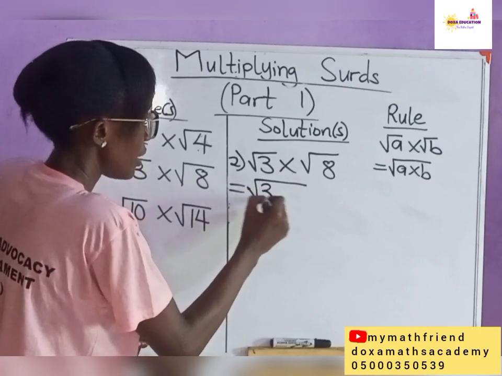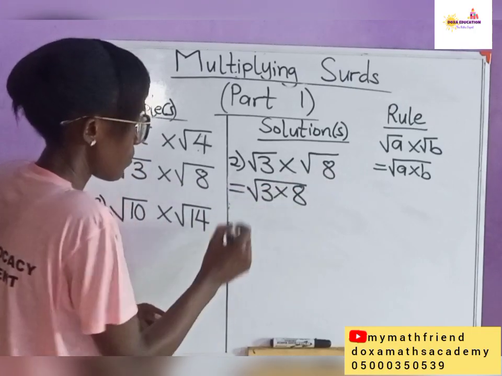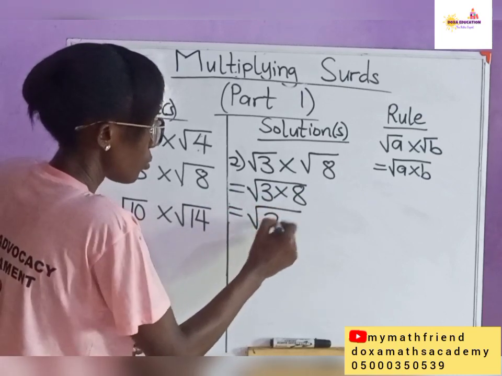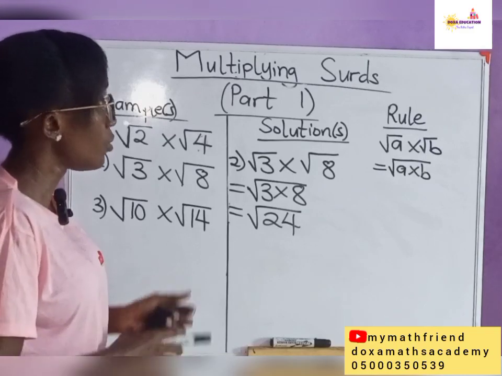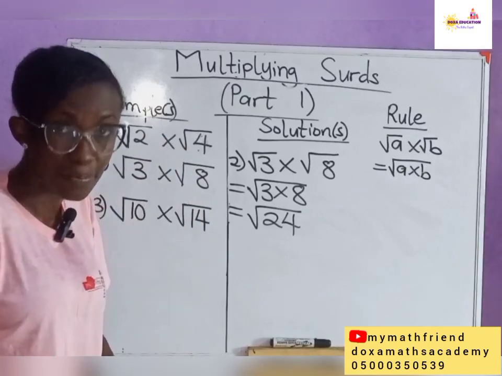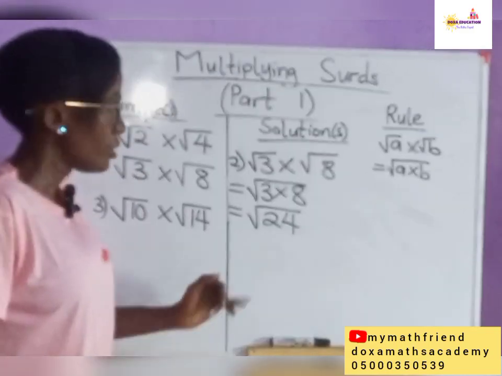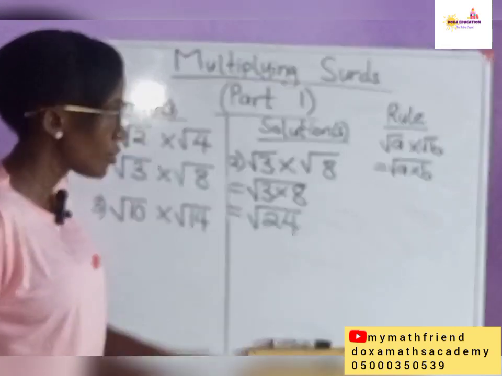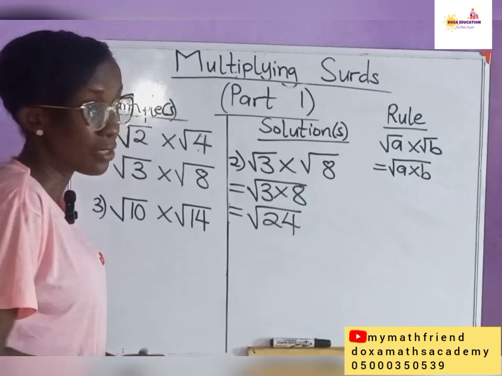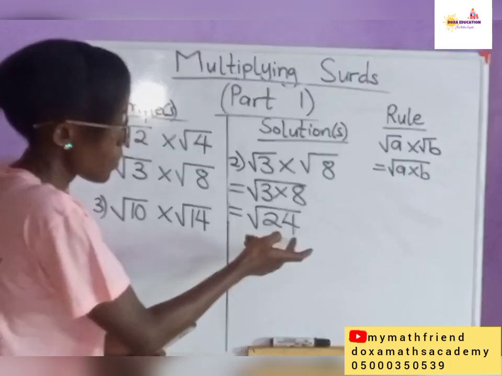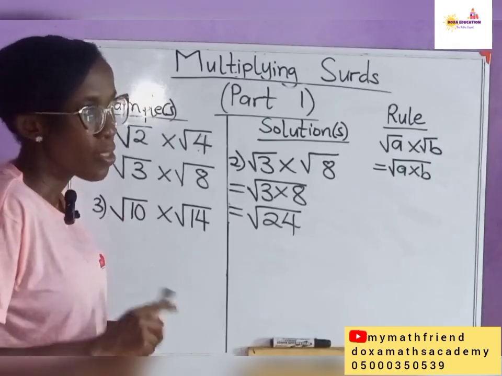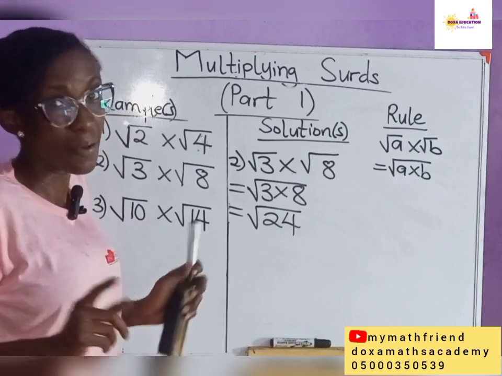So we have square root of 3 times 8. 3 times 8 is 24. Now, is this simplified? You see, when you're multiplying, you should always simplify, leave it in its simplified form. So 24 is not simplified. So let's look at how we can do that. Remember in the previous videos, we talked about how to simplify surds. So let's pick two factors of 24, where one of the factors is a perfect square.